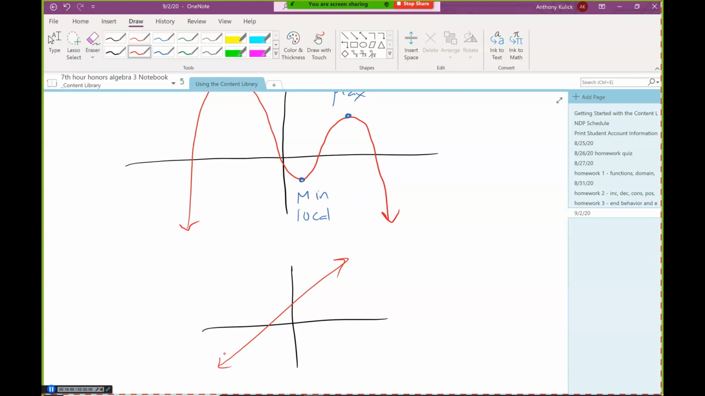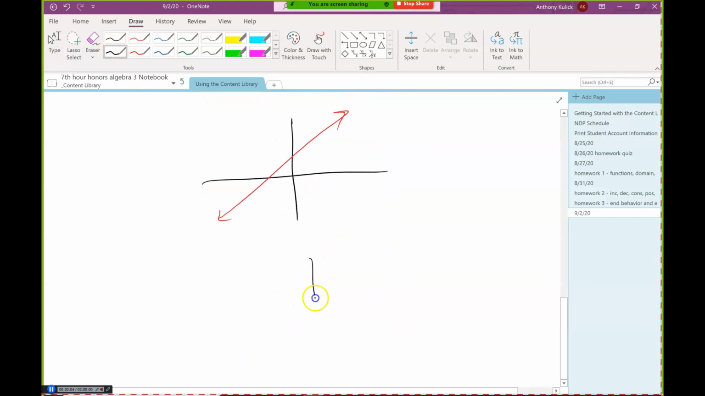Can I have both a global maximum and a global minimum in the same graph? Sure. What would that look like? Well, it just doesn't have any arrows on it, right? There, we have a highest point and a lowest point, right?